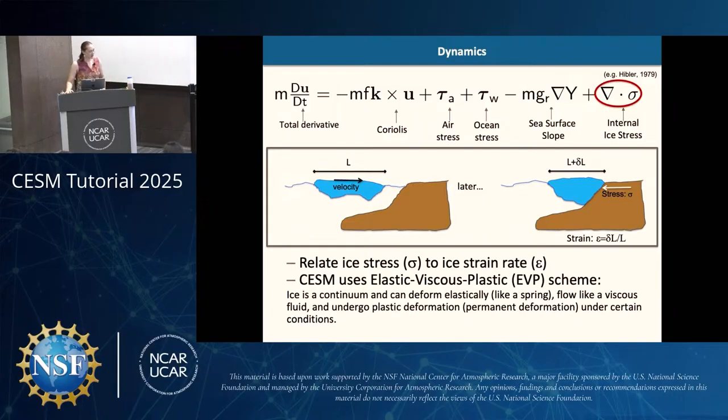And there's a lot of continuing research about how we should relate the ice stress to the ice strain rate. What I think is valuable for you to know is that CESM uses the elastic viscous plastic, EVP, scheme. And in this case, we treat ice as a continuum. It can deform elastically, like a spring, sometimes it's viscous, and sometimes it has plastic deformation, which means it's permanent, in different conditions.